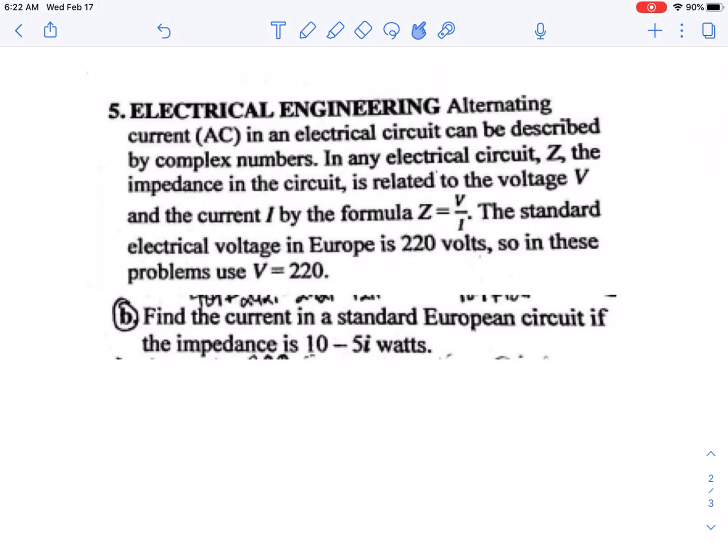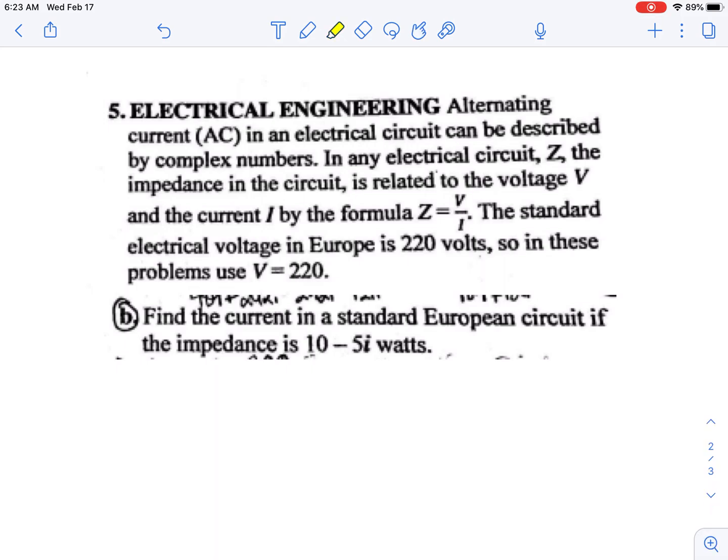Let's take a look at MT3, LT3, problem 5. It says alternating current (AC) in an electrical current circuit can be described by complex numbers. In America, we use j. They're going to use i here. In any electrical current, Z. So your electrical current is Z.